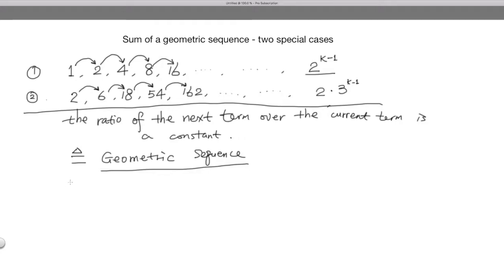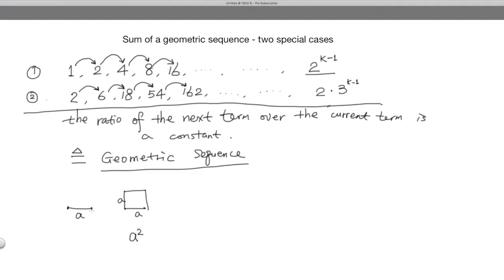Why is it called a geometric sequence? One reason is the following. It has a geometric meaning. Let's see. Given a segment of length A, the length is A. Given that A, if I draw a square, what is the area of that square? The area is A squared.